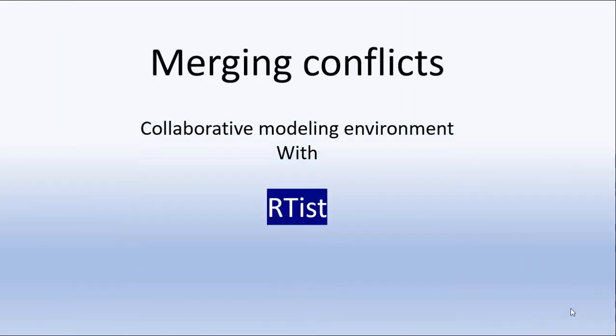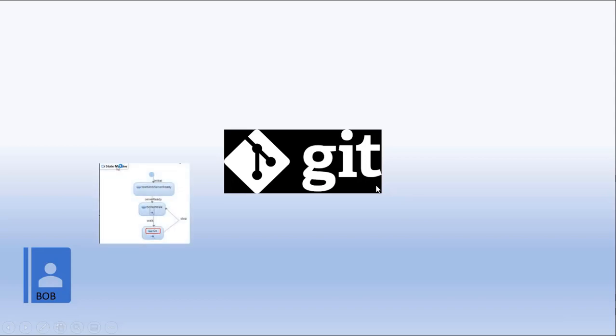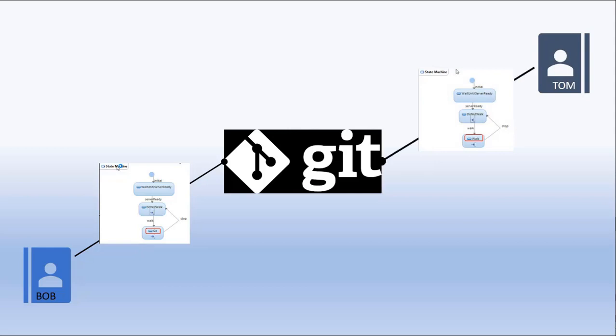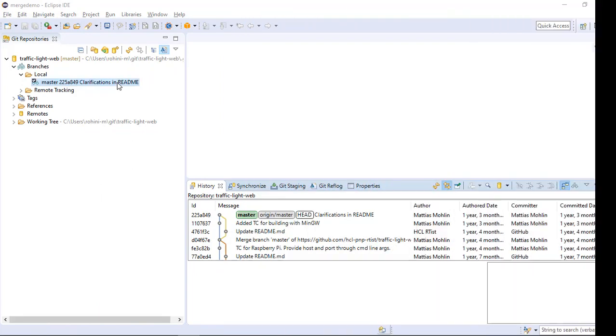Hello. In this demo, we'll see how to merge conflicting model changes in a collaborative environment. Git, as we know, is all about enabling us to work with the latest code. But when multiple members work simultaneously on the same code or modeling elements, conflicts are bound to arise when pushing to or pulling from the master repository.